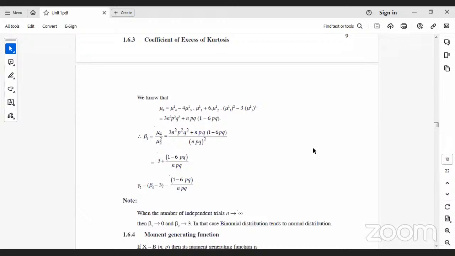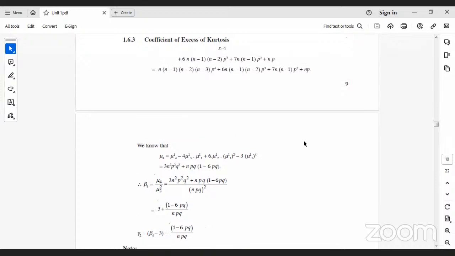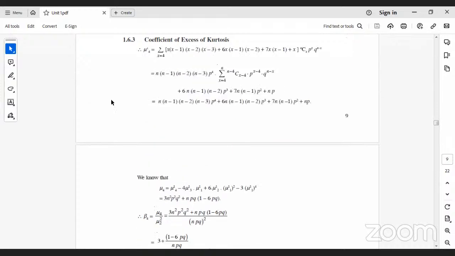The fourth central moment mu 4 is mu 4 dash minus 4 mu 3 dash into mu 1 dash, plus 6 mu 2 dash into mu 1 dash whole square, minus 3 mu 1 dash whole power 4. This is a basic fundamental formula. After simplification, this formula becomes 3n square, as the simplification of this one.